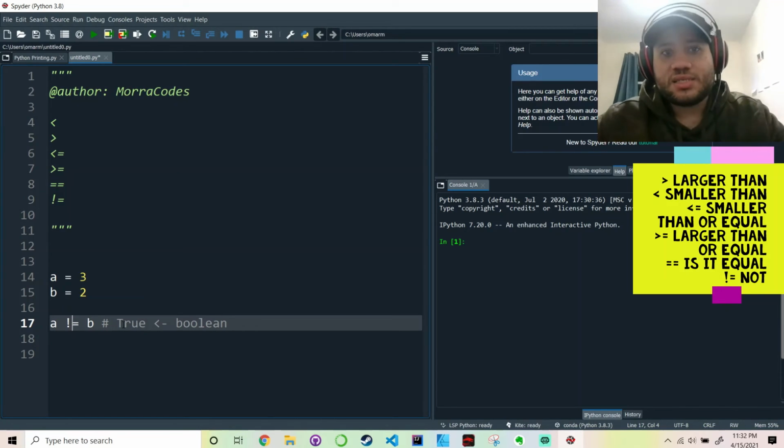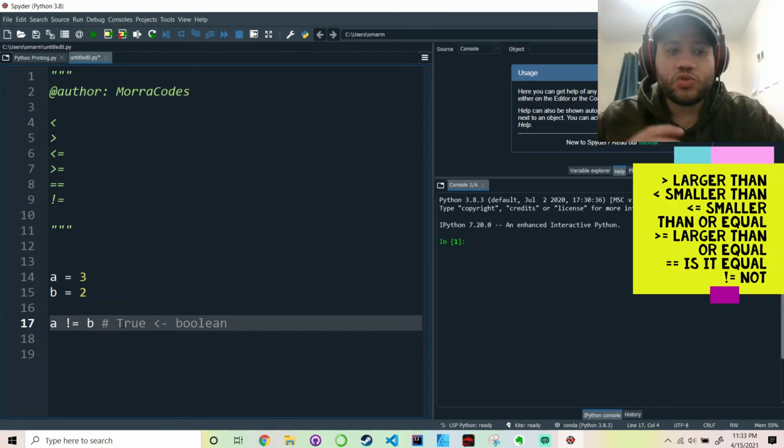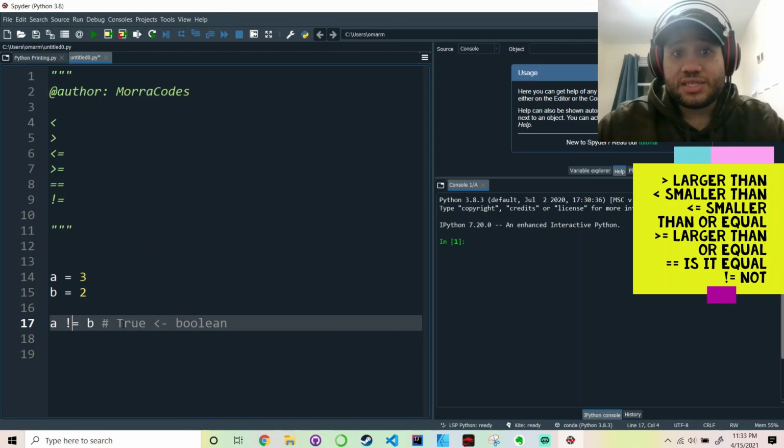So that is relational operator. It's a way to establish a relationship between two or more operators, and in the process of it, yielding a result of a Boolean value of true or false. And that is it for relational operators.